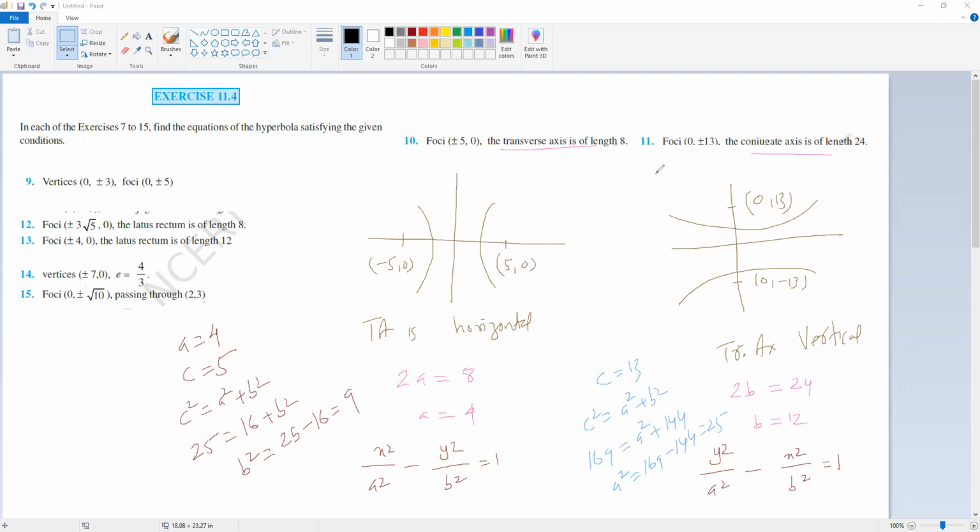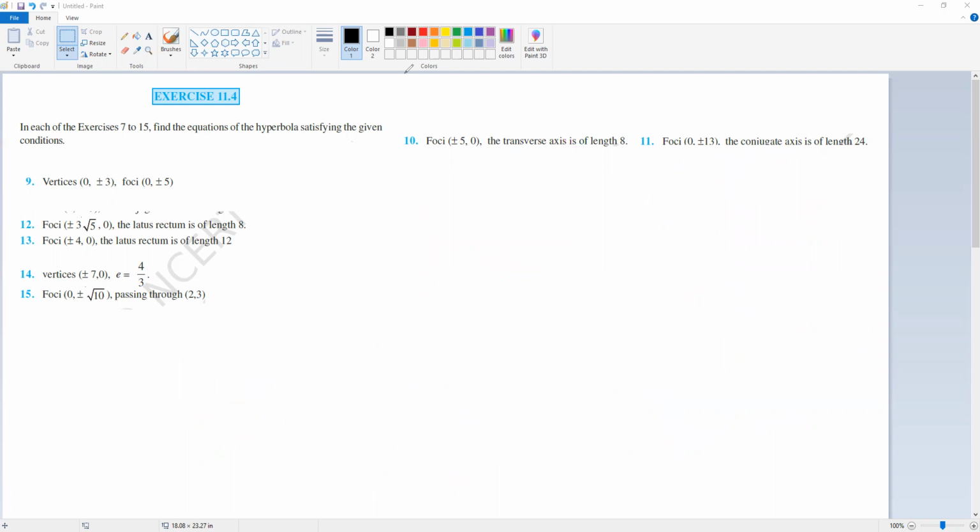So your equation becomes y square by 25 minus x square by 144 is equal to 1. On the left side, the value of x square by a square is 16 minus y square by b square, which we found to be 9, which is equal to 1. Got it? Okay, clear?